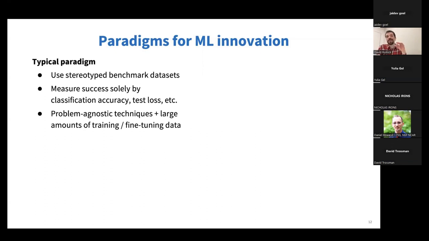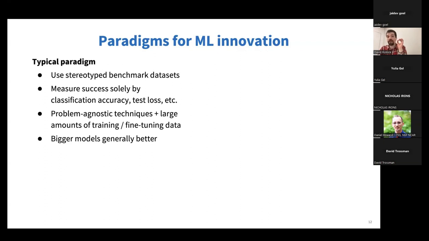And generally using large amounts of training or fine-tuning data, sometimes across lots of different problem regimes, to try to be as general as possible. And bigger models are generally better, partly because you're using lots of data. So in order to accommodate all of that data, you need bigger models, but generally also because bigger models are seen to perform better. More parameters, bigger size, bigger capacity, you can do more, right? So that's the paradigm of innovation in machine learning.